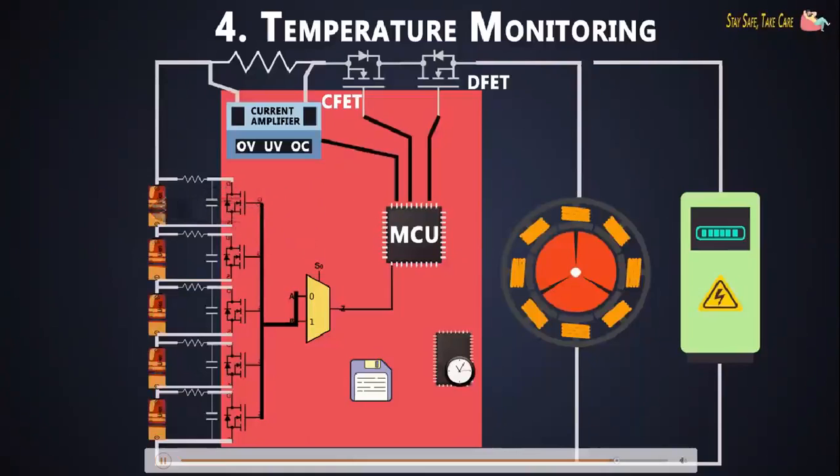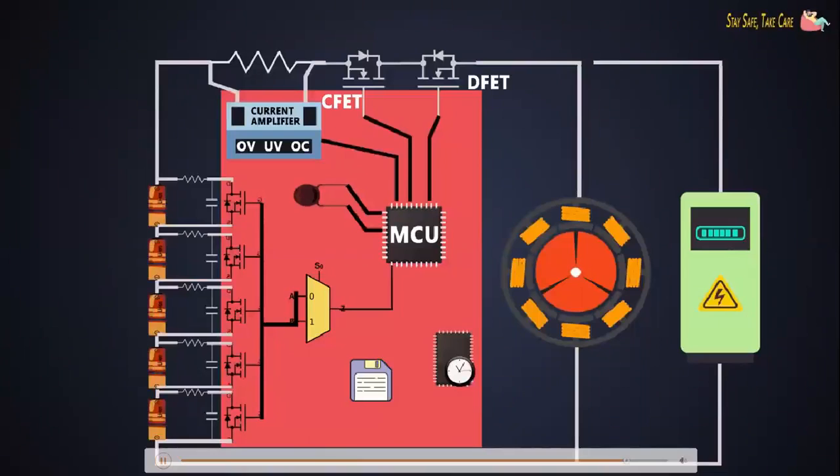The thermistor is basically a temperature dependent resistance. Whenever there is a change in temperature, the BMS calculates the temperature rise accordingly.